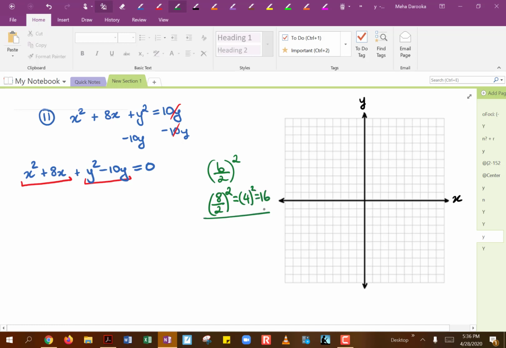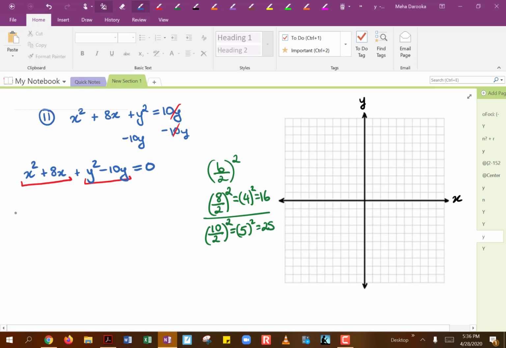And we need to do the same thing for our y terms. So the middle term is 10y, so that's going to be the number 10 divided by 2, square the whole thing again. So 10 divided by 2 is 5. 5 squared is going to be 25.